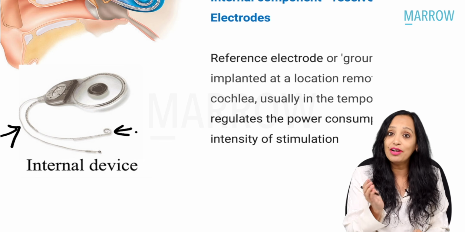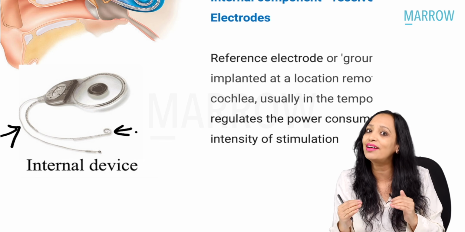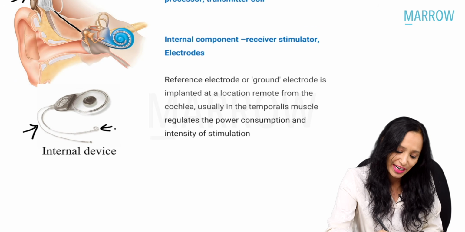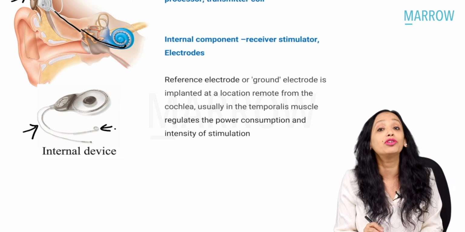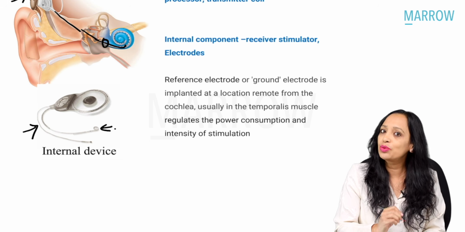Yes, this is the one that will go inside the cochlea, in the turns of the cochlea. This is known as intracochlear electrode. So this will be passed from the mastoid into the middle ear, and then from the middle ear into the inner ear. Can you tell me which window? Very good, through the round window. Yes, it will be passed into the inner ear.